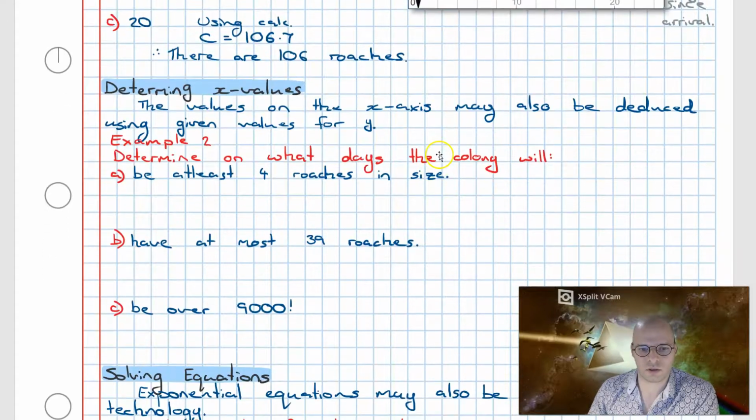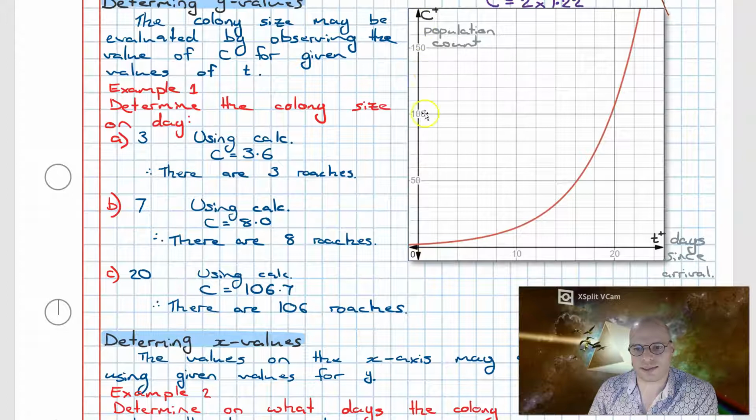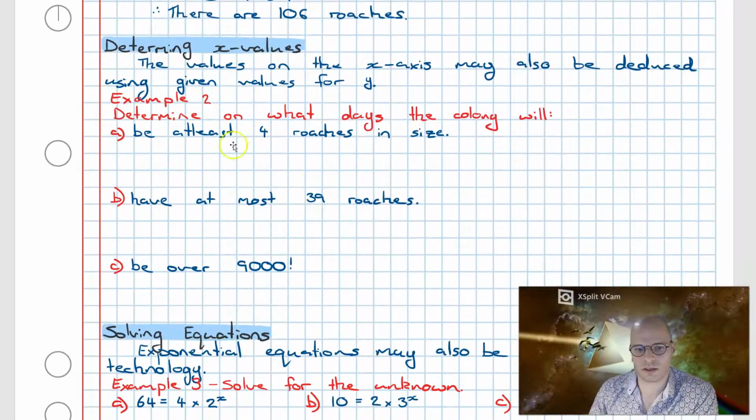Going down to part 2, we're doing the opposite to part 1. Rather than pulling values off the vertical axis, or the y, we're now going to pull values off our x-axis, also known as our t-axis in this example.